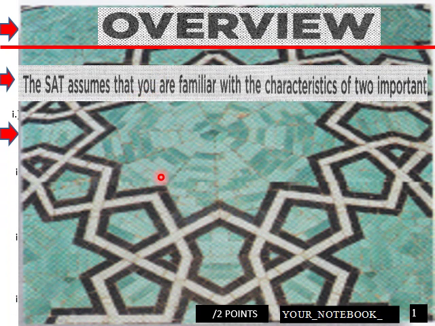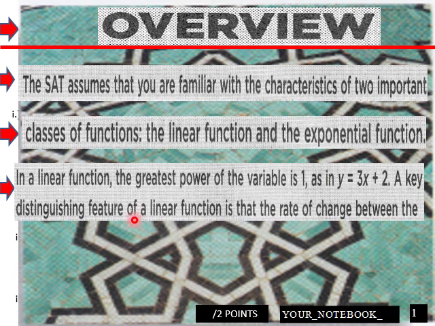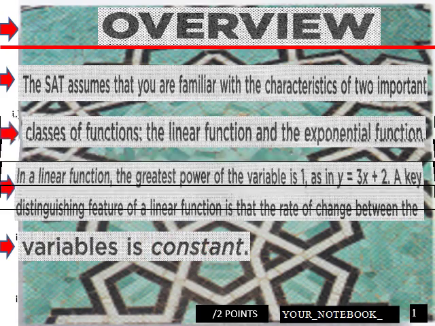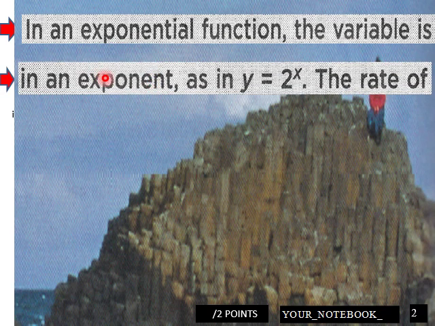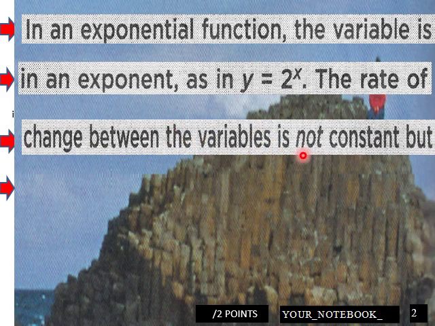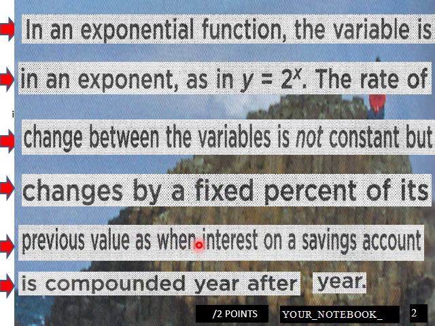Overview. The SAT assumes you are familiar with the characteristics of two important classes of functions, the linear function and the exponential function. The greatest power of the variable is 1 in a linear function. The key distinguishing feature of a linear function is that the rate of change between the variables is constant. In an exponential function, the variable is an exponent, as in y equals 2 to the x. The rate of change between the variables is not constant, but changes by a fixed percent of its previous value, as when interest on a savings account is constant.